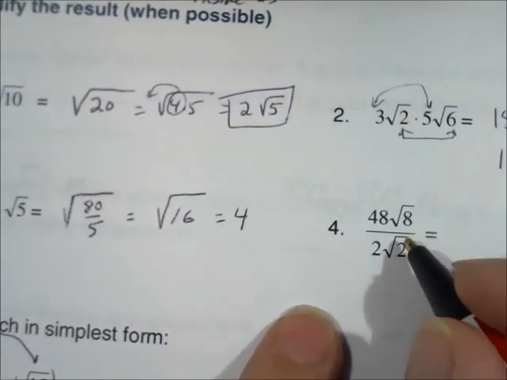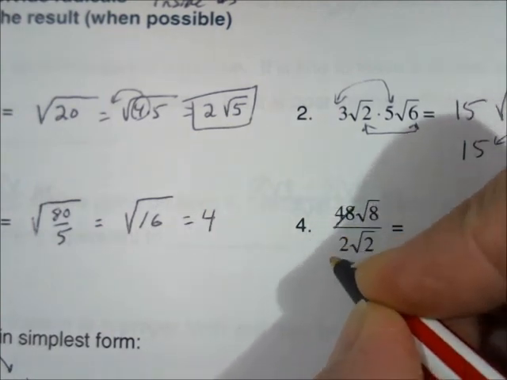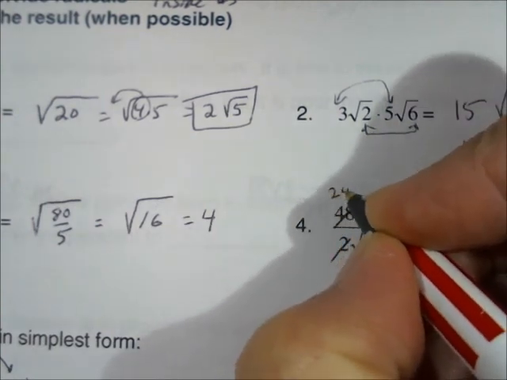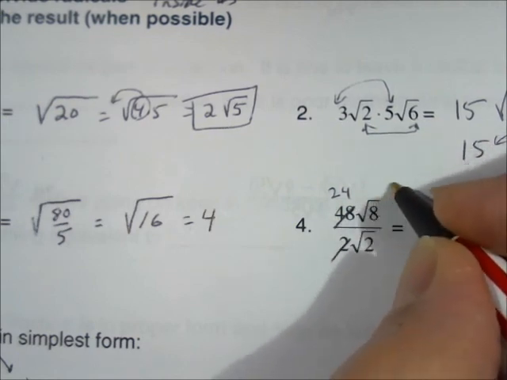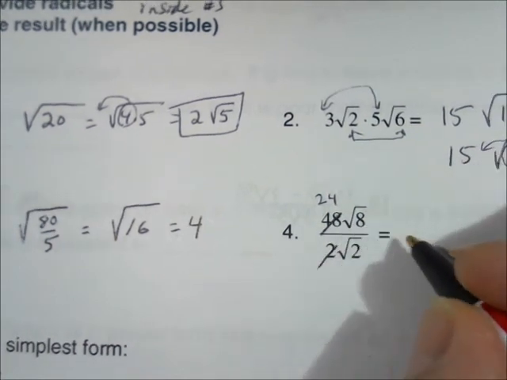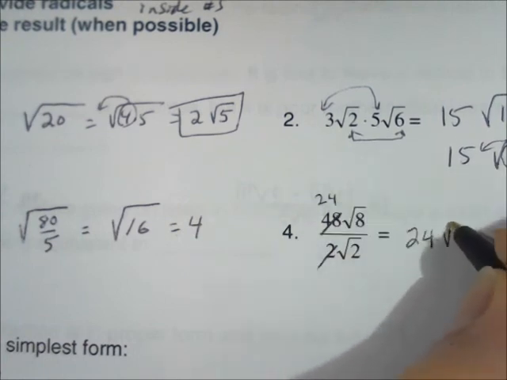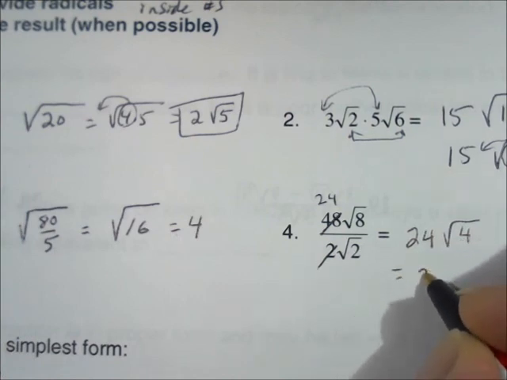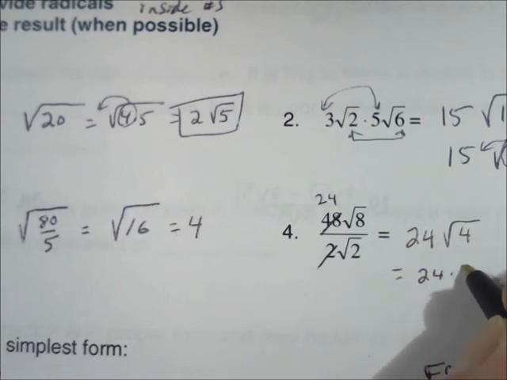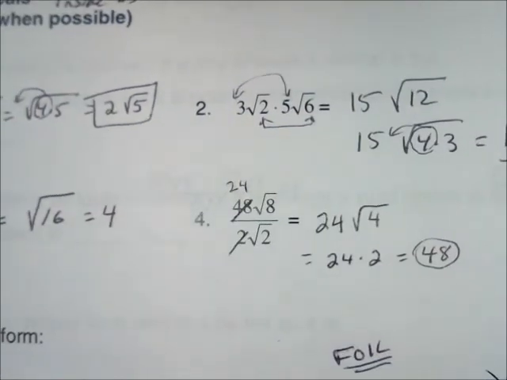On number 4, what you're going to do is divide 48 by 2, divide the outsides, and you get 24. And then you can divide the insides. This can be one big radical, and it can be 8 over 2, which is 4. So this is like 24 that we got here times the square root of 4. And the square root of 4 is just 2. So this is 24 times 2, which is equal to 48. And so that would be the final answer on that question, number 4.